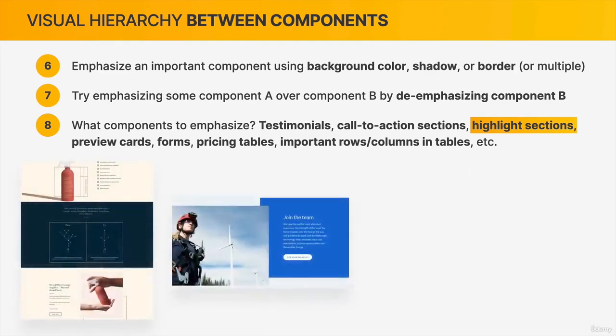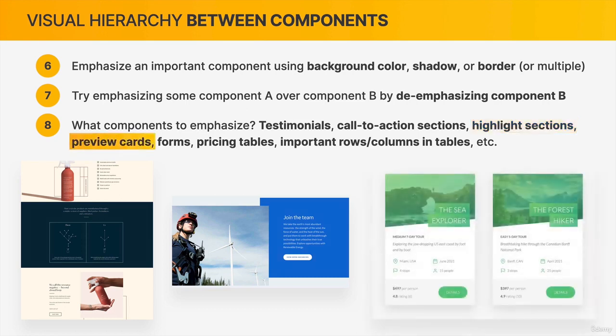And here are two more examples of highlight sections. And again, they use some different background color than the rest of the page to really stand out there. Then we also have preview cards, which I had mentioned before already. So basically previewing some kind of product, for example, that you're trying to sell. And so these again, many times should stand out from the rest of the content by using shadow or some kind of border.